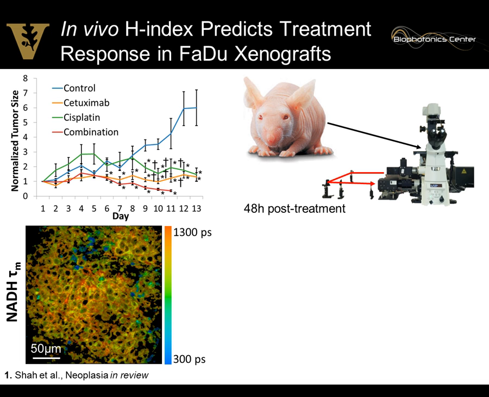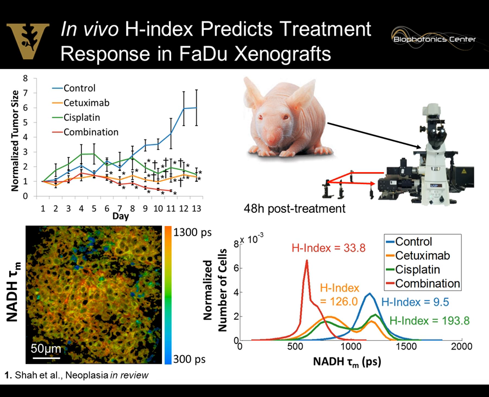This is the NADH mean lifetime. And this is what our histograms look like. So I've shown you these before. Like here's our control, here's the monotherapies, and here's the combination treatment. But what's different here is that we've actually quantified how heterogeneous these distributions, density models are. So the H index here is small for the control because it has only one population.